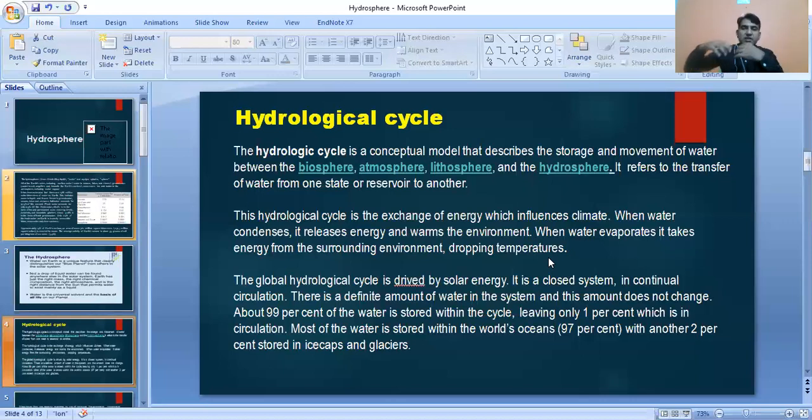Either the energy is being released, so they make the environment warm, or it is dropping, decreasing the temperature and making it cooler. So the global hydrological cycle is driven by solar energy. You all know this hydrological cycle is run, driven, controlled or determined by solar energy. So when sunlight falls on the surface of the Earth, the water available there starts to evaporate.